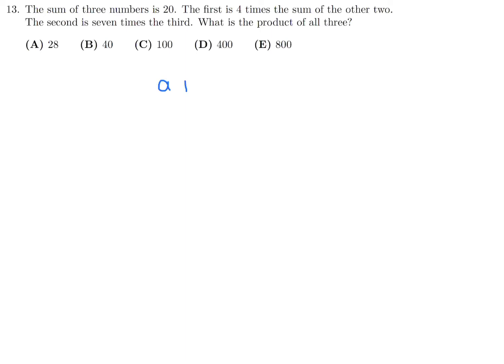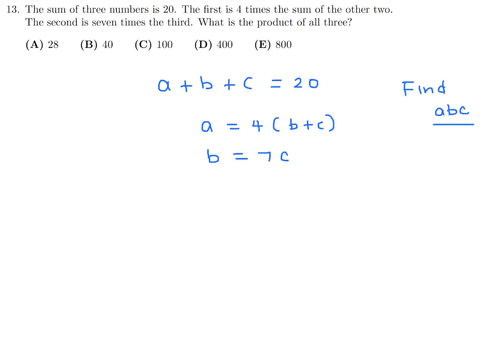So you've got 3 numbers, A, B, and C, and their sum is 20. They've given you now some relationships. The first number, A, is 4 times the sum of the other 2. So that's how you would write that one. The second term, B, is 7 times the third term, which is C. And they want you to find the product of all 3. So they want you to find A times B times C. So this is the information we are given, so let's proceed.